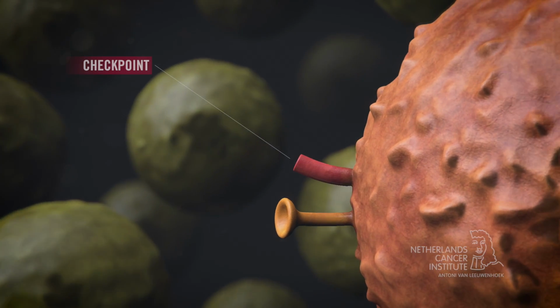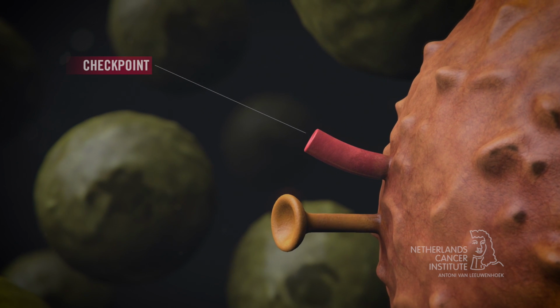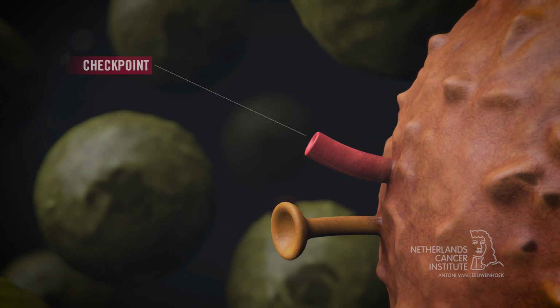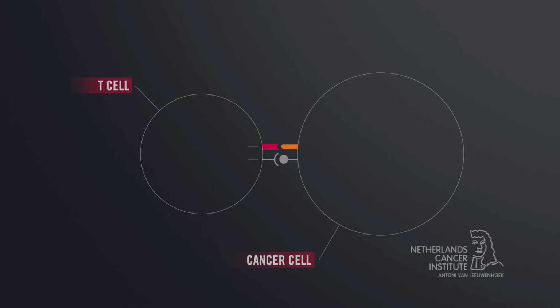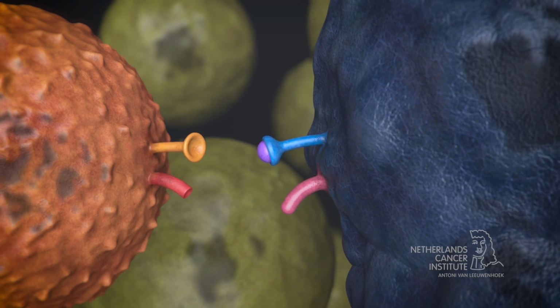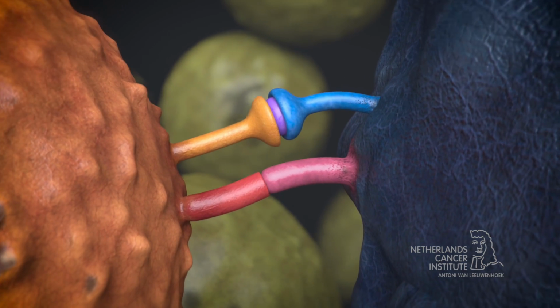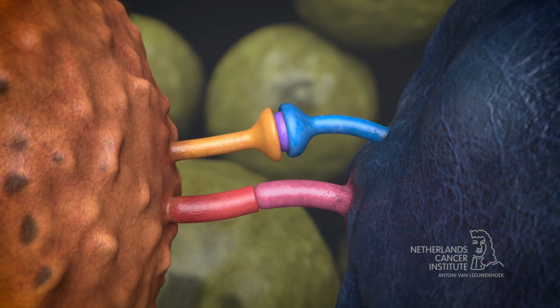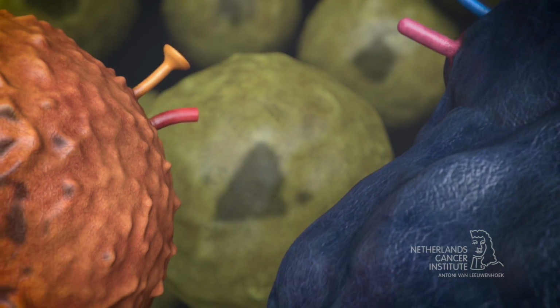In addition to the activating T cell receptors, T cells also have receptors that can restrain their function. These receptors are called checkpoints. When these checkpoints are turned on, the T cell can no longer destroy abnormal cells. Cancer cells sometimes abuse these checkpoints, thereby giving stop signals to the T cells. By doing this, the cancer cells prevent themselves from being destroyed.